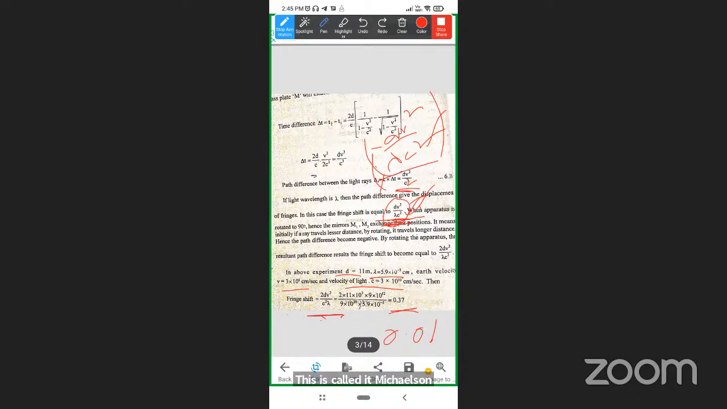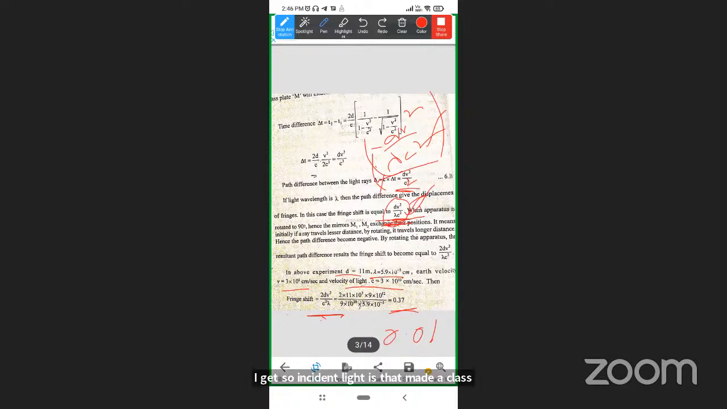Simply, the Michelson-Morley experiment is to determine the earth's velocity with respect to the ether. In this experiment, light from a monochromatic light source is incident on a silvered glass plate arranged at a 45 degree angle. So the incident light from the source S falls on the mirror at 45 degrees.